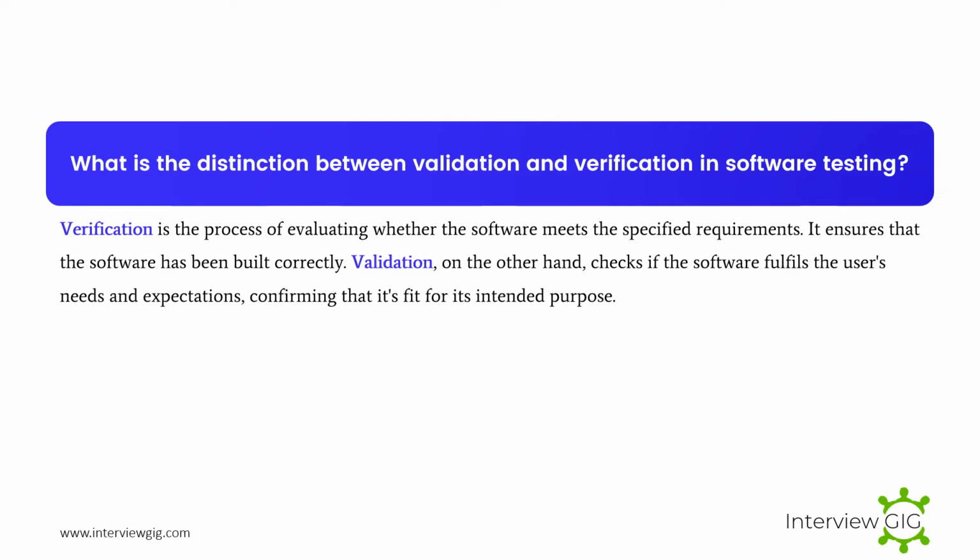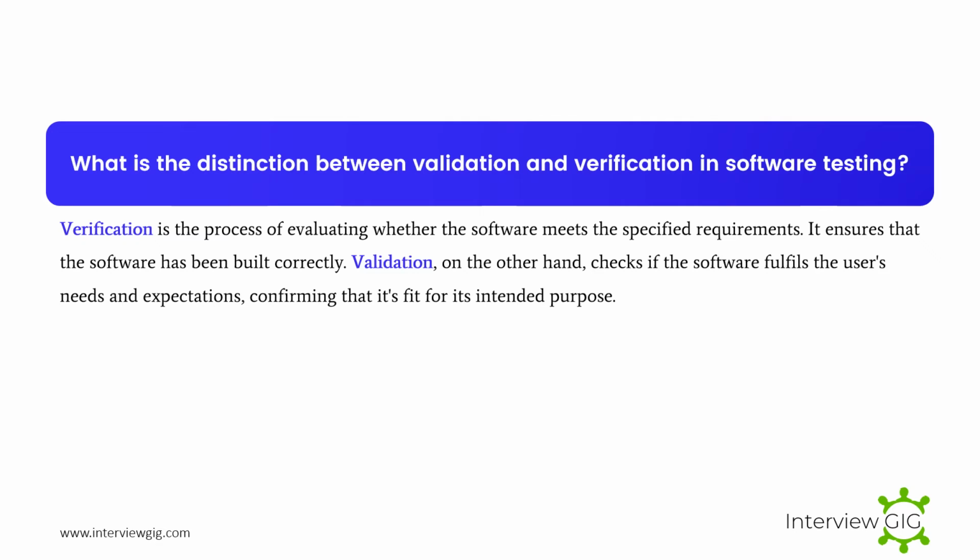What is the distinction between validation and verification in software testing? Verification is the process of evaluating whether the software meets the specified requirements. It ensures that the software has been built correctly. Validation, on the other hand, checks if the software fulfills the user's needs and expectations, confirming that it's fit for its intended purpose.